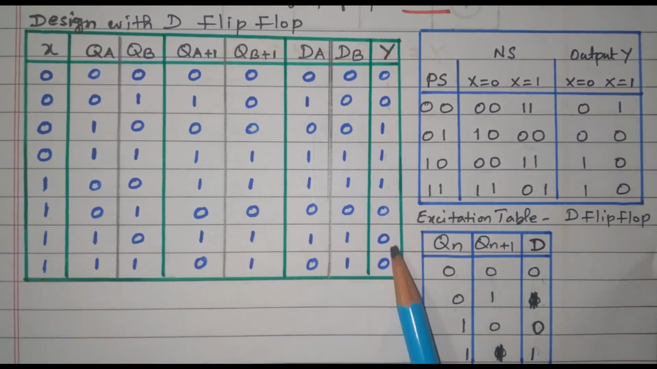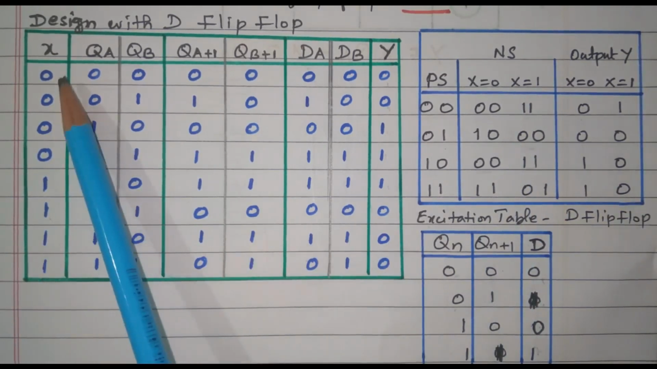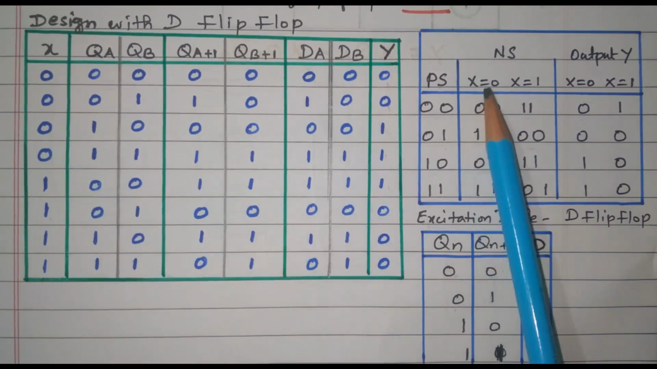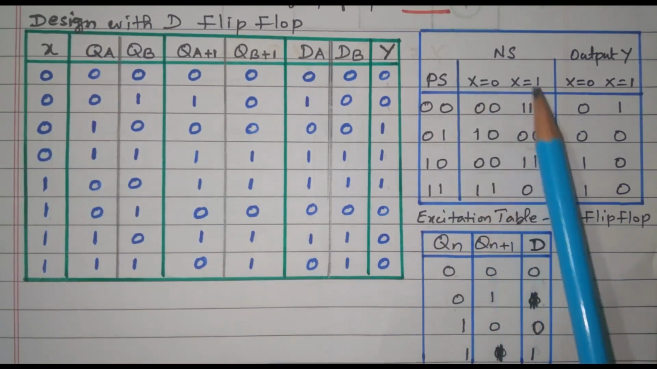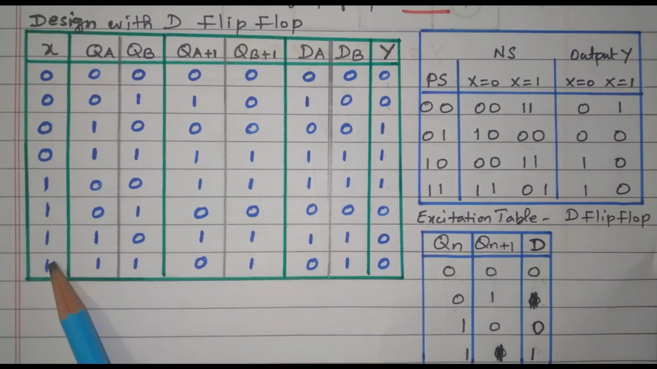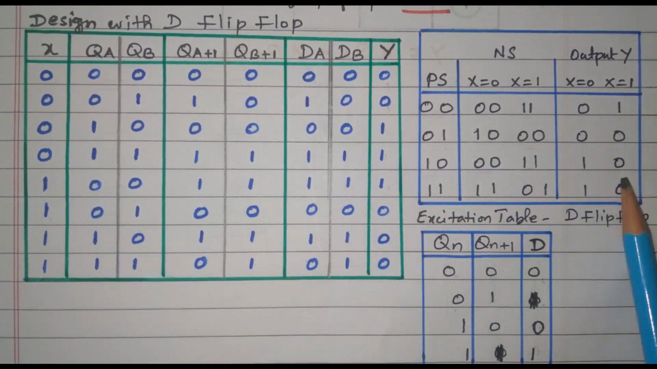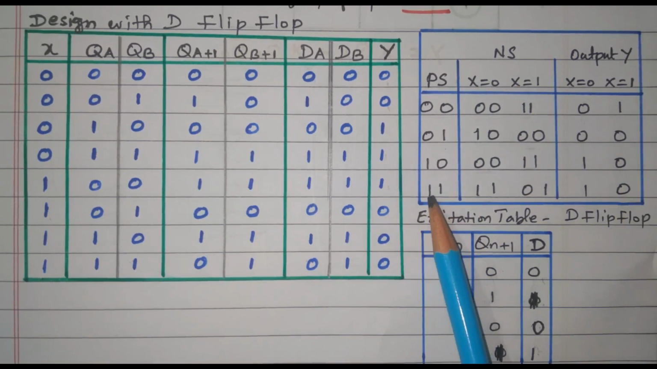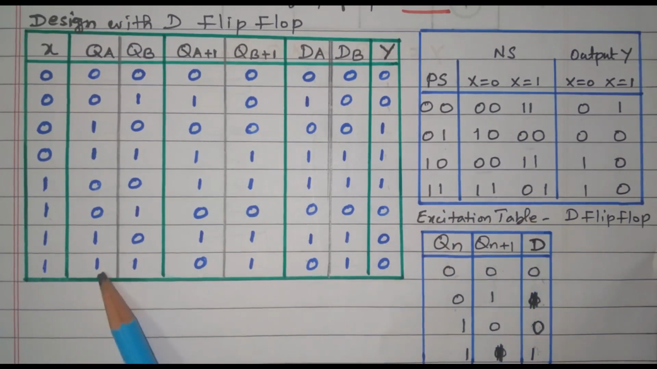Input is 1, output is 0, right? So for the first 4 cases the input is 0: 0 0 to 0 0. For the next 4, the input is 1, right? The output depends upon this value. So the last one is 1 1 to 0 1. What is the input? 1. What is the output? 0, right?